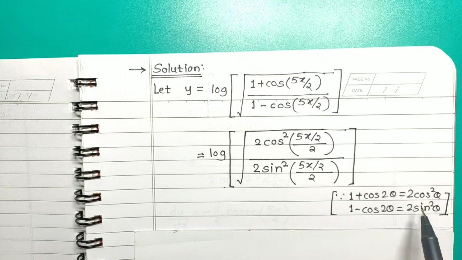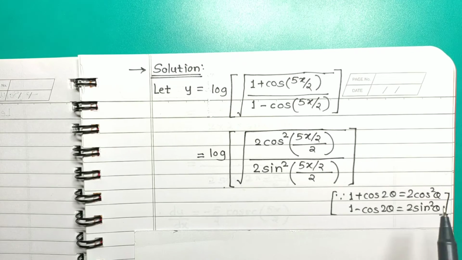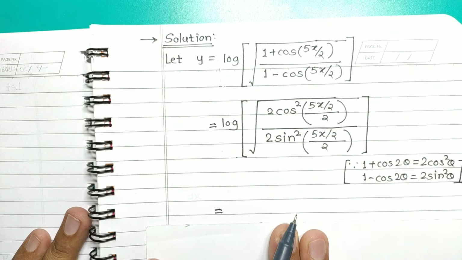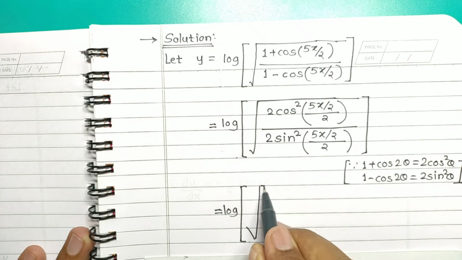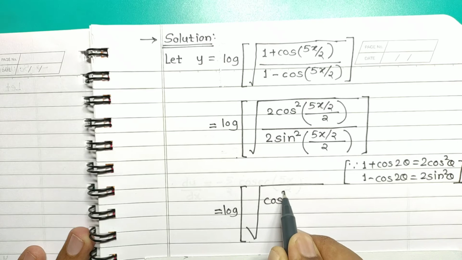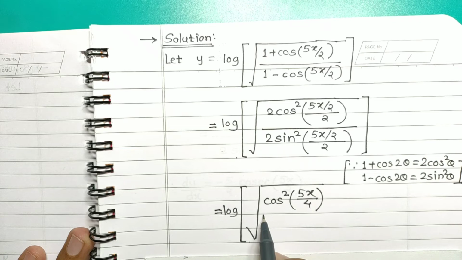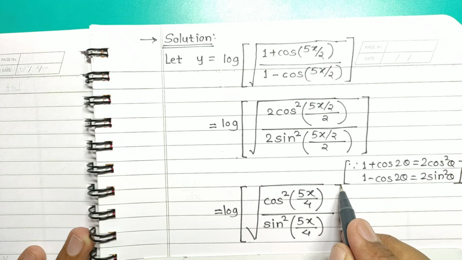You write down all such recalled results at the top margin of your notebook. Okay. See here, these two get cancelled and we have log of square root of cos square of this angle 5x by 4 upon, at the denominator, we have sine square of the angle 5x by 4.